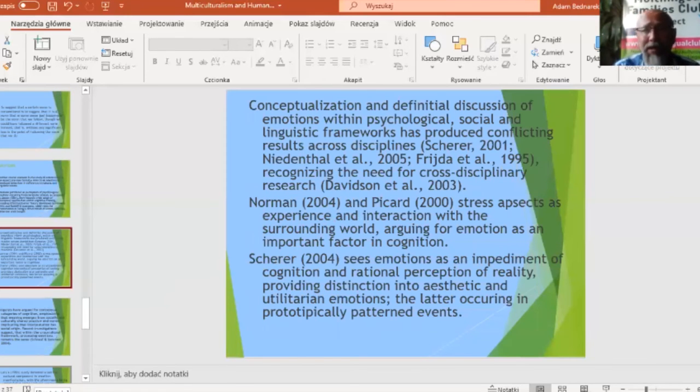Well, conceptualization and definitional discussion of emotions for various frameworks has given us conflicting results across disciplines, right? Norman and Picard, for example, stress aspects such as experience and interaction with the surrounding world, arguing for emotion as an important factor in cognition, right? While Shearer sees emotions as an impediment of cognition and rational perception of reality, providing a distinction into aesthetic and utilitarian emotions, and the latter occurring in prototypically patterned events. So again, it's making the system, putting the system into proper use, all right?